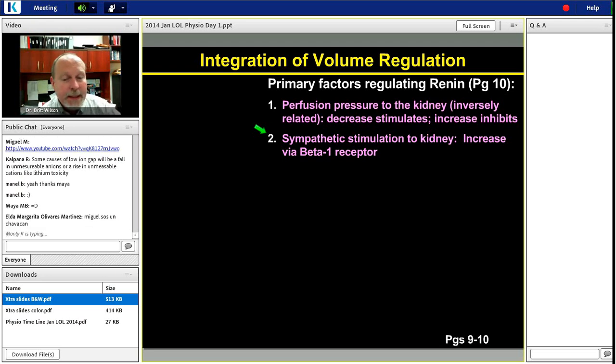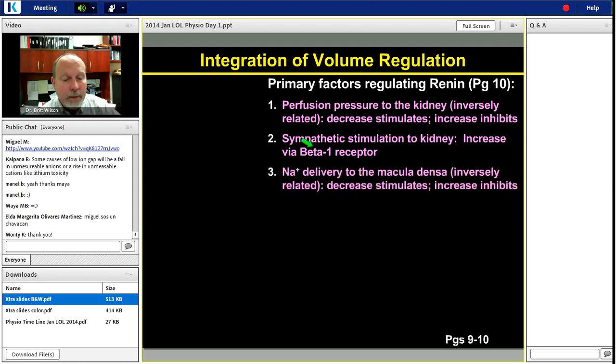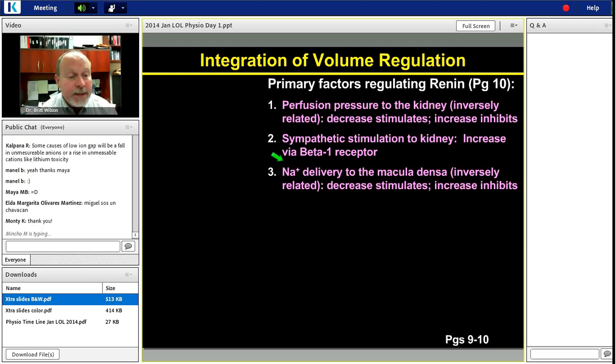Second, sympathetic stimulation to the kidney. All right, sympathetics will cause renin release. It's a direct effect on the beta-1 receptor. Third, sodium delivery to the macula densa. Now notice this is not the blood, this is the macula densa, which is part of the nephron. And it's inversely related. So if sodium delivery goes down, it stimulates. If sodium delivery goes up, it inhibits. And it's sodium delivery to the macula densa. So those are our factors regulating renin.